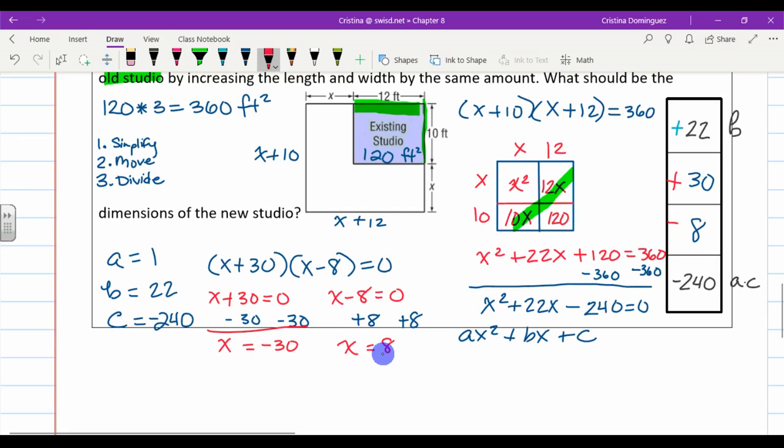If you said x being 8 is the logical choice, absolutely, because I never walk into a room and see a room that's negative 30 by negative 20 feet, right? So let's go ahead and use x being 8. And we're going to plug that in. Instead of x here, I'm going to put in 8, 8 plus 10. That means my dimension for this one is 18 feet. And the dimension for this side is going to be not x plus 12, but 8 plus 12, which is equal to 20 feet. So my final answer is as such.